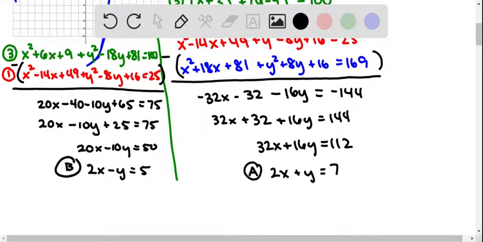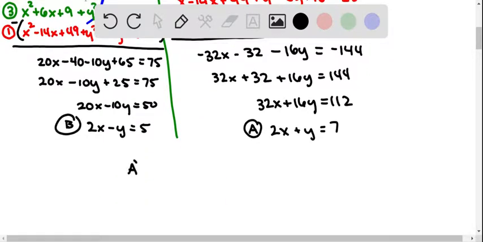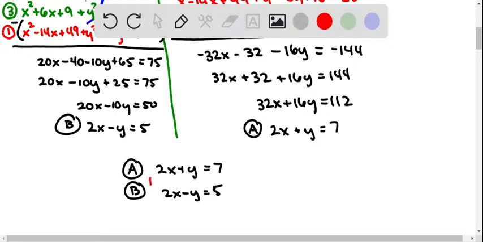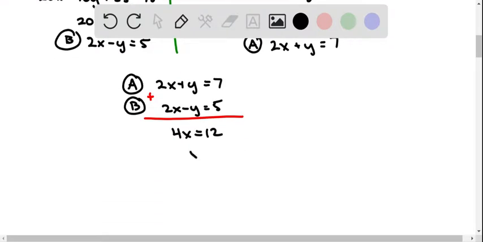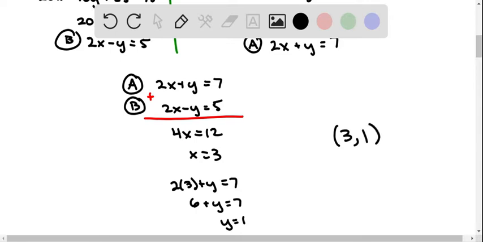So now let's take equations A and B and add them together. 2x plus y equals 7. 2x minus y equals 5. So that gives us 4x equals 12. So x equals 3. Okay, now if x equals 3, let's find y. So we have 2 times x plus y equals 7. 6 plus y equals 7, so y is 1. So that means the epicenter of the earthquake is the point (3, 1).